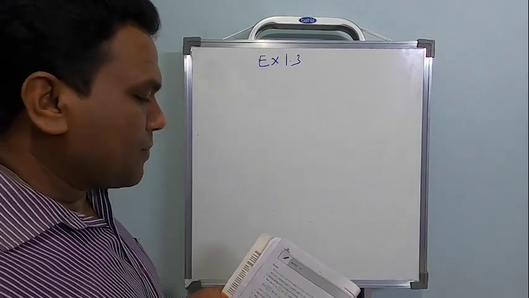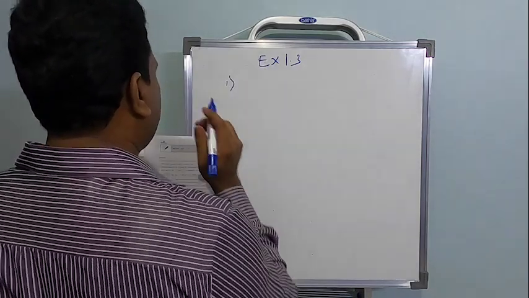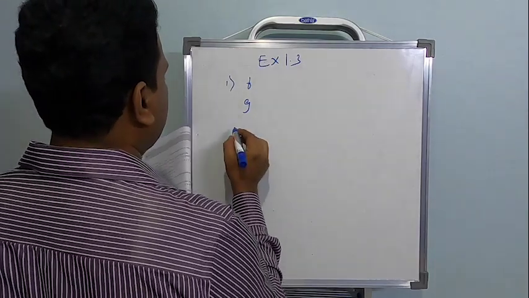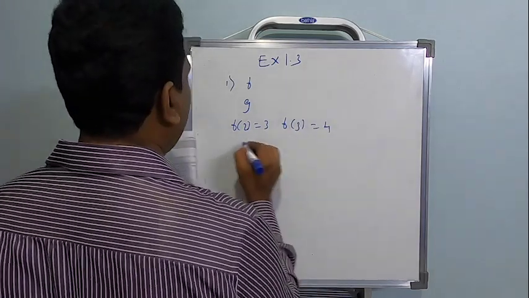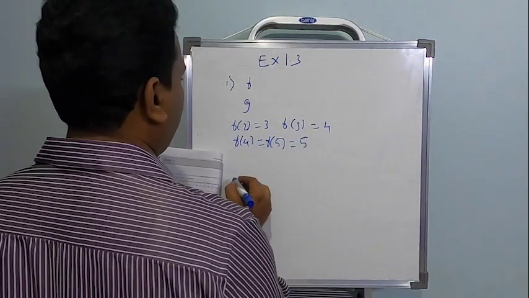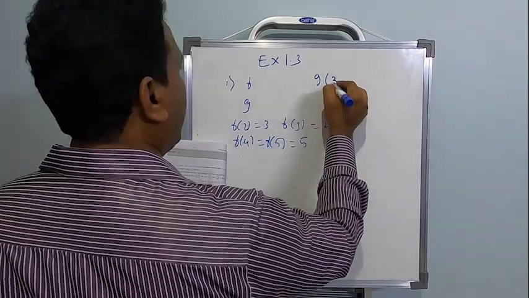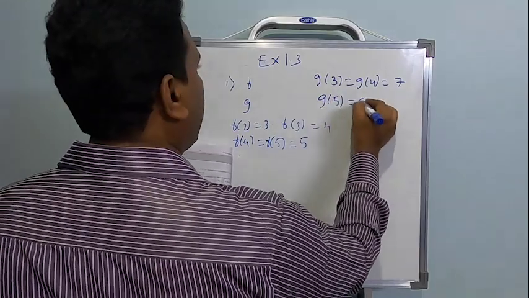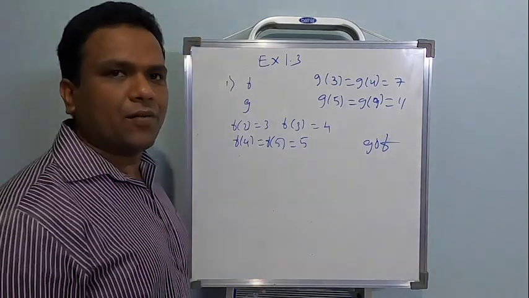In this, some worked examples are there. So the first worked example, they have given something. f is a function, g is also a function, right? And f is defined by f of 2 equal to 3, f of 3 equal to 4, and f of 4 equal to f of 5 equal to 5, right? And there is something for g also: g of 3 equal to g of 4 equal to 7, g of 5 equal to g of 9 equal to 11. They said, find g of f.